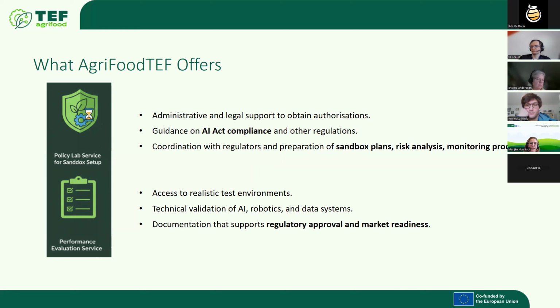Companies gain access to realistic test environments that reflect real farming and food processing conditions. We support the technical validation of AI data and robotics-driven systems, ensuring they perform reliably and safely in practice. Crucially, we help translate test results into structured documentation that supports regulatory approval, investor confidence, and commercial deployment. Together, these two services reduce time to market, lower compliance costs, and increase the success rate of agri-food innovations.